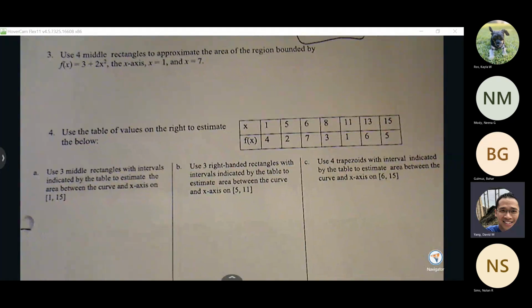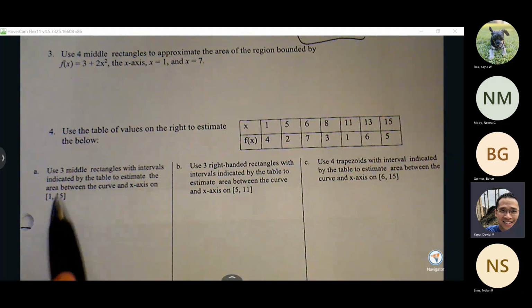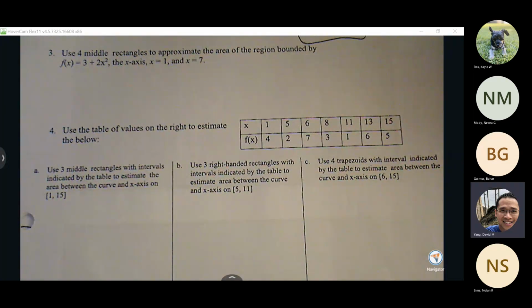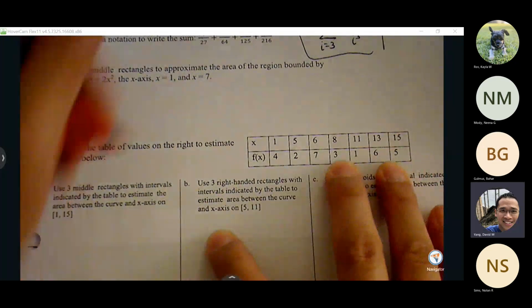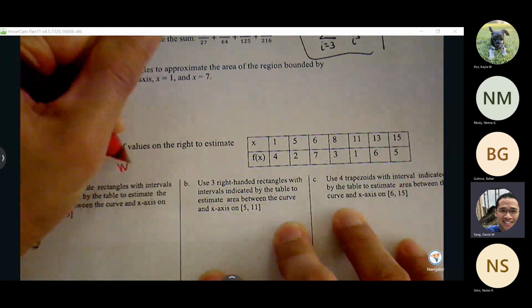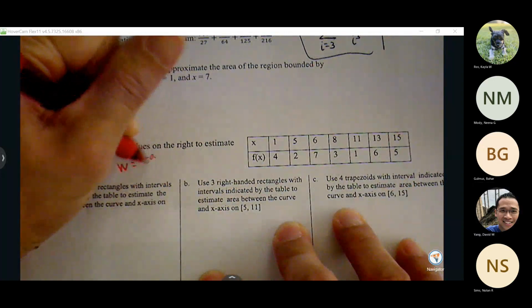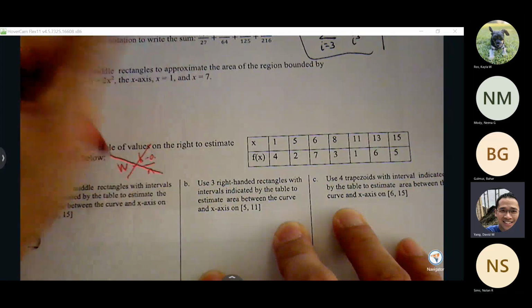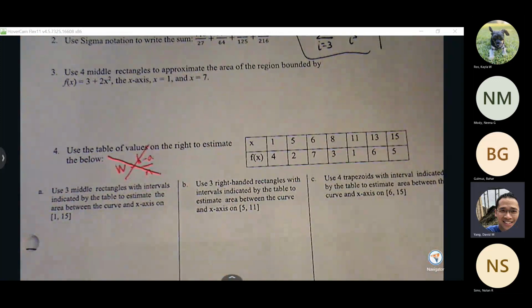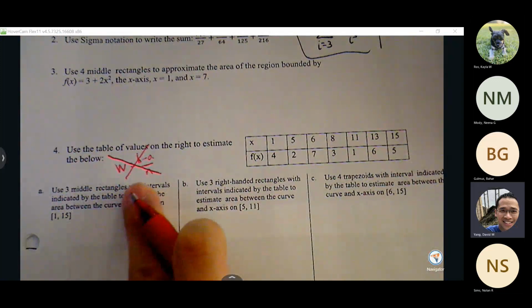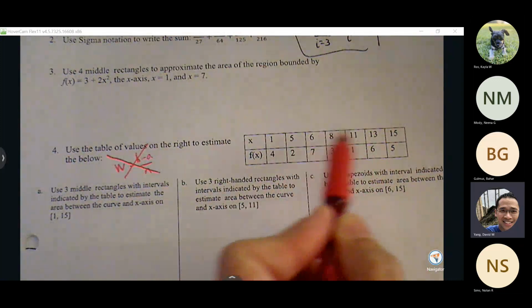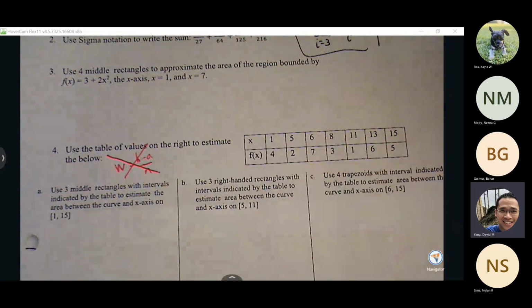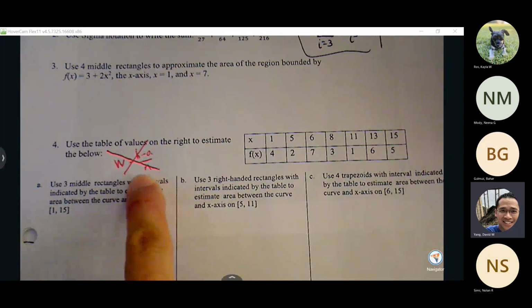Use the table of values on the right to estimate the below. Anytime you're using a table of values, make sure that you do not use the (b minus a) over n for the width. I see that as a common thing. Some students try to force this into the problem, and it just messes with all your answers. There's already a predetermined width, so we're going to just pull it from the table. We're not going to build it on our own.